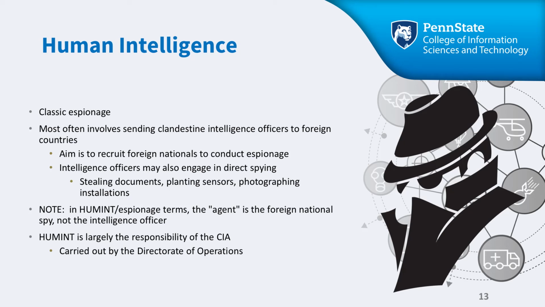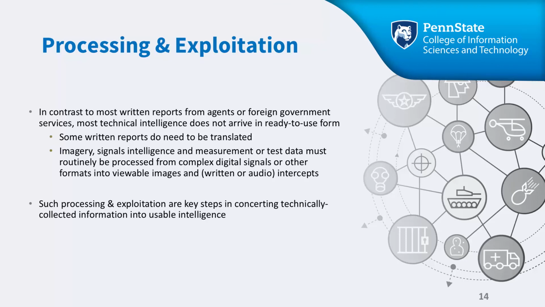In the United States, human intelligence is largely the responsibility of the Central Intelligence Agency, and it's carried out by the Directorate of Operations. Most of you are very familiar with what espionage means, so it probably doesn't need much more explanation here. So these last slides involved the various means of collection.